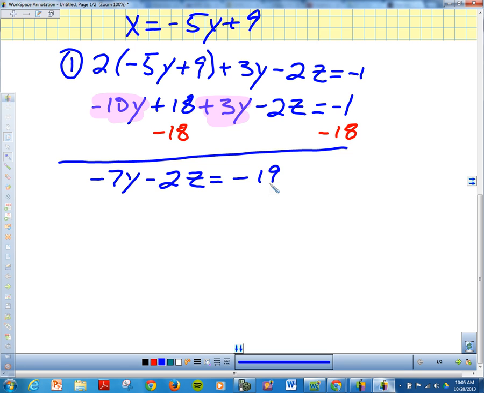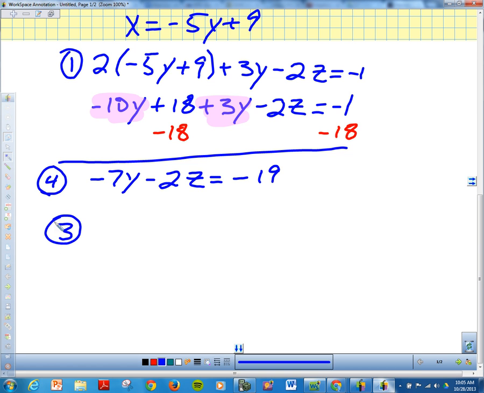Okay, so we just made a new equation, right? So this equation is number 4. As soon as you alter the equation, you want to write a new equation number. I guess technically I could have written it up there, but because I'm going to combine 4 and 5, I want to substitute x equals negative 5y plus 9. I just plugged it into the first equation. Now I want to plug it into the third equation.